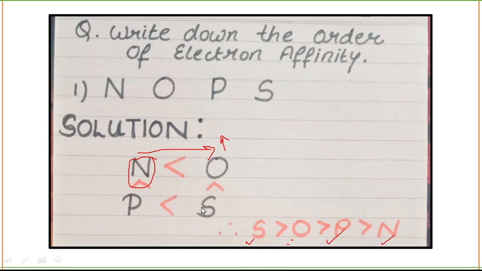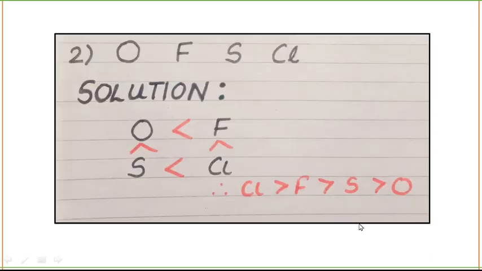As you can see, sulfur has electron affinity greater than oxygen and greater than phosphorus too. That's why sulfur came first. Next, as you can see, the affinity for nitrogen is lesser than oxygen, and the affinity for nitrogen is also lesser than phosphorus. That's why nitrogen came last.